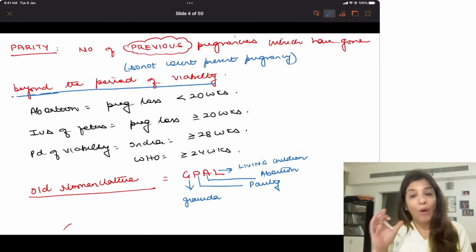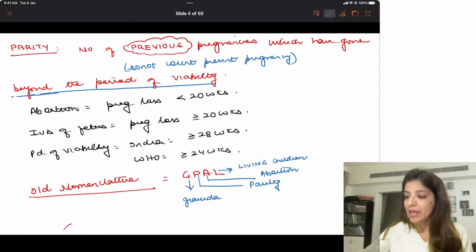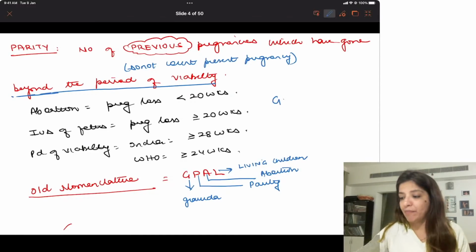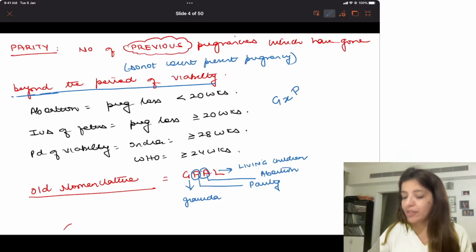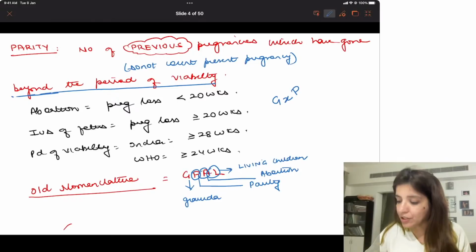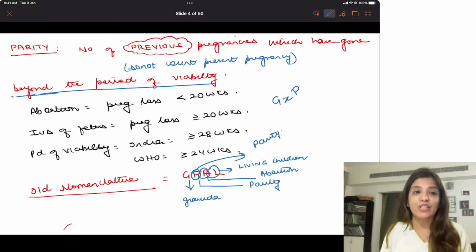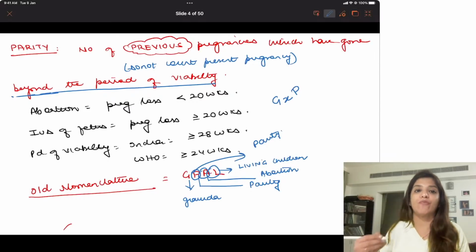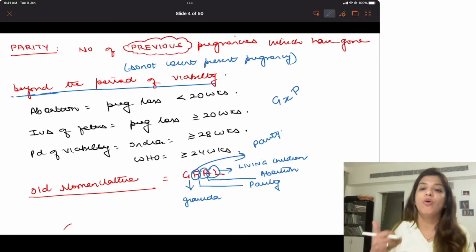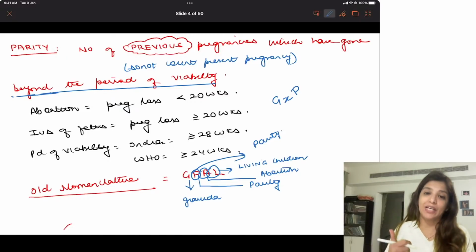Now, why we get confused is because of the GPAL system. In the GPAL system, there will be a number written in front of gravida, and after parity, just 3 numbers will be written. Here, this P stands for parity, and what do you understand by parity? Parity means the number of previous pregnancies which have gone beyond the period of viability, and the period of viability in India is 28 weeks.